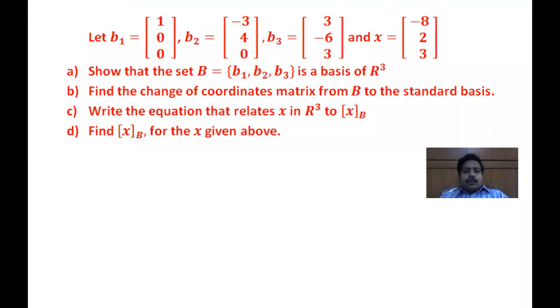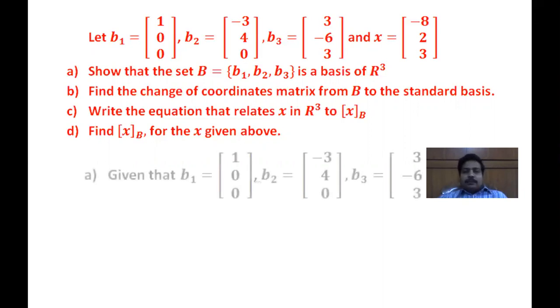Let b1 is equal to 1, 0, 0, b2 is equal to minus 3, 4, 0, b3 is equal to 3, minus 6, 3, and x is equal to minus 8, 2, 3. Show that the set B is equal to b1, b2, b3 is a basis of R3. In the earlier problem it is given that the given set is a basis. Here we have to show that this is a basis first. Later, find the change of coordinate matrix from B to the standard basis. So we need to find PB. Write the equation that relates X in R3 to XB. Finally, we need to find the XB for the given X.